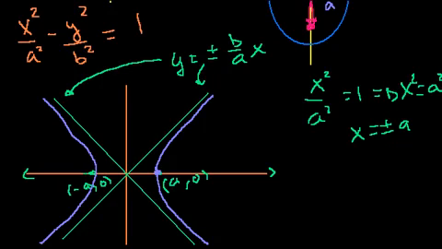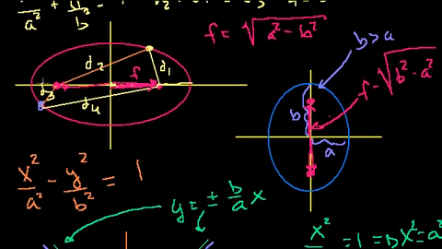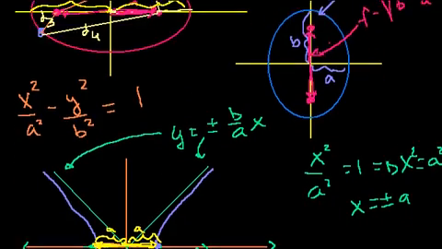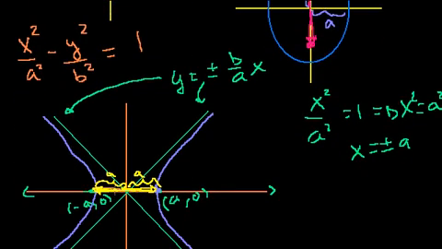Where this distance, and notice the similarity here with the ellipse, this distance right here, between the elbows of the two branches, this is a, and this is also a. So you have a 2a distance, which is very similar to the ellipse situation, where this distance is a and this distance is a. So the distance between the two left and right points in a horizontal ellipse is the same as the distance between the two left and right points on a hyperbola. It's just that the hyperbola opens outward while the ellipse opens inward.